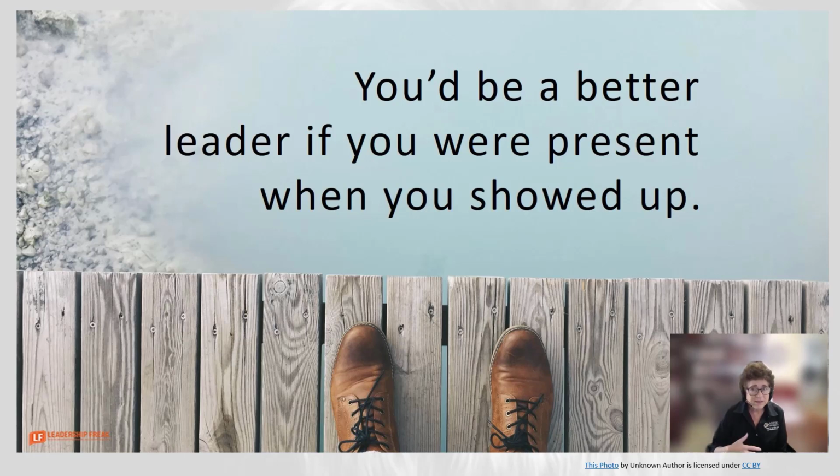And this really carries over to all other human relationships. You'd be a better friend if you were present when you showed up. You'd be a better spouse. You'd be a better parent. You'd be a better colleague if you were present when you showed up. And in this case, most importantly, you'd be a better instructor if you are fully present when you show up.